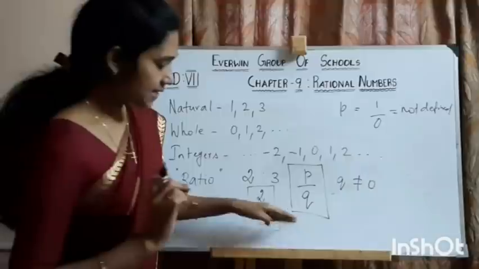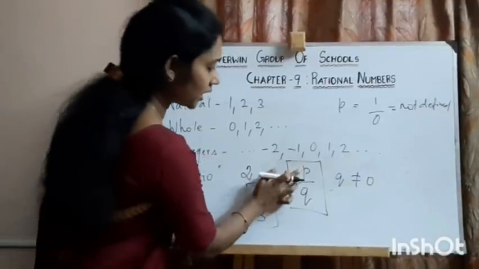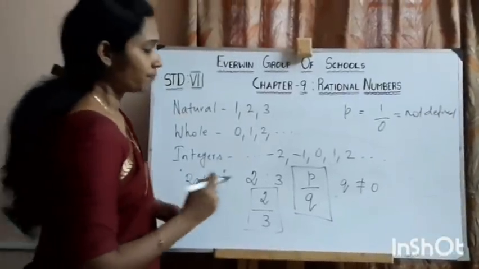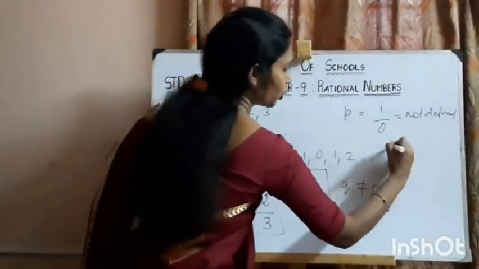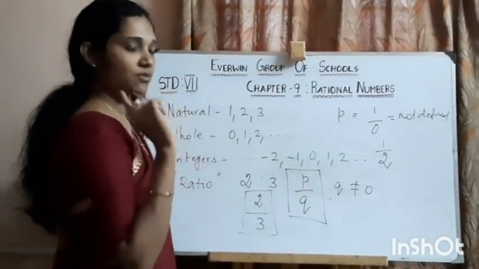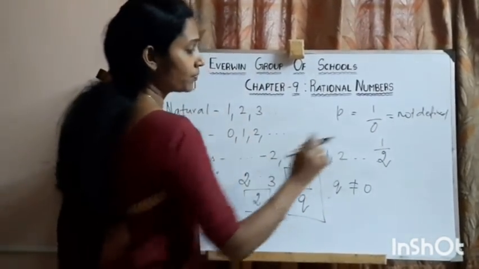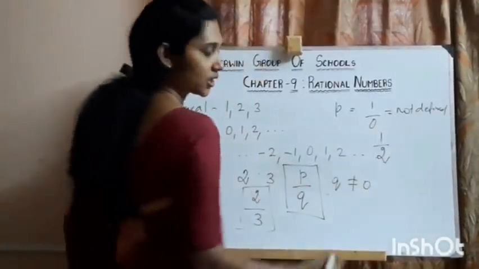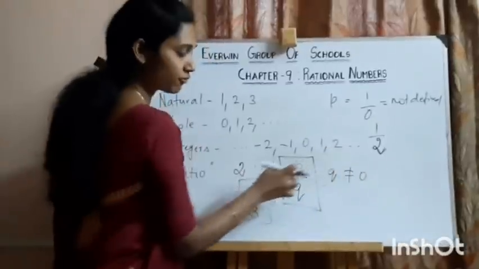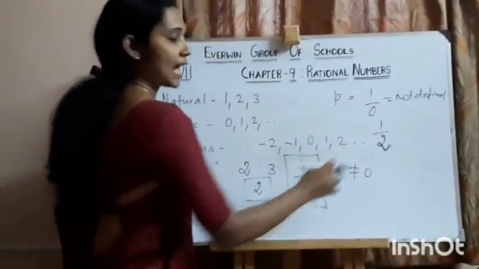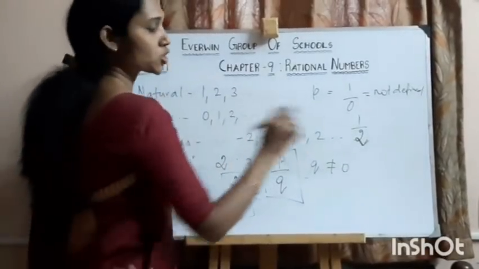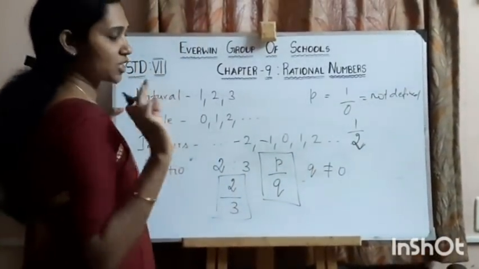Now in this case, this is the numerator and this is the denominator. Now consider 1 by 2. Is 1 by 2 a rational number? Yes, 1 by 2 is a rational number. How? 1 is an integer, 2 is also an integer. It is expressed in the form of P by Q, and the denominator 2 is not equal to 0. So 1 by 2 is a rational number.